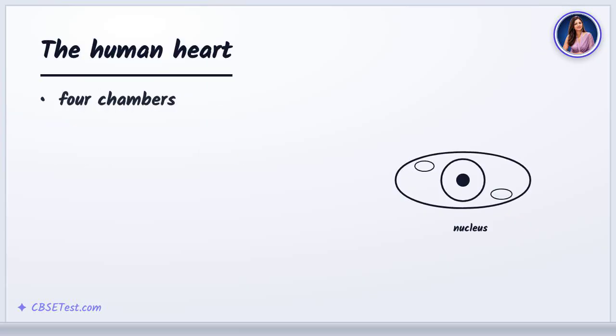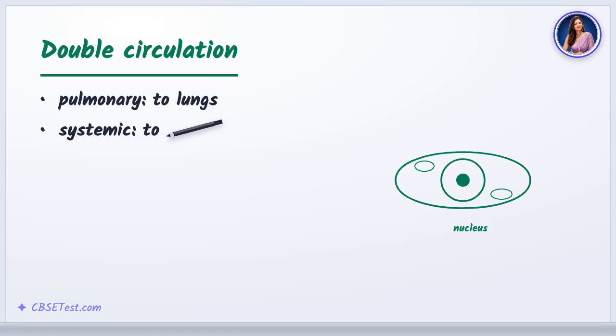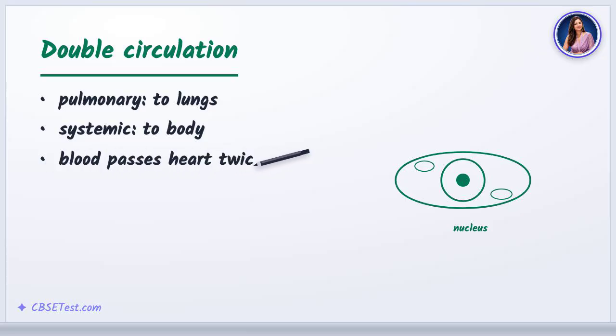The heart has 4 chambers, 2 upper atria and 2 lower ventricles. It works as a double pump, sending blood to the lungs and to the rest of the body. Humans have double circulation. In the pulmonary circuit, blood goes to the lungs for oxygen, and in the systemic circuit, it travels to the body, passing the heart twice.